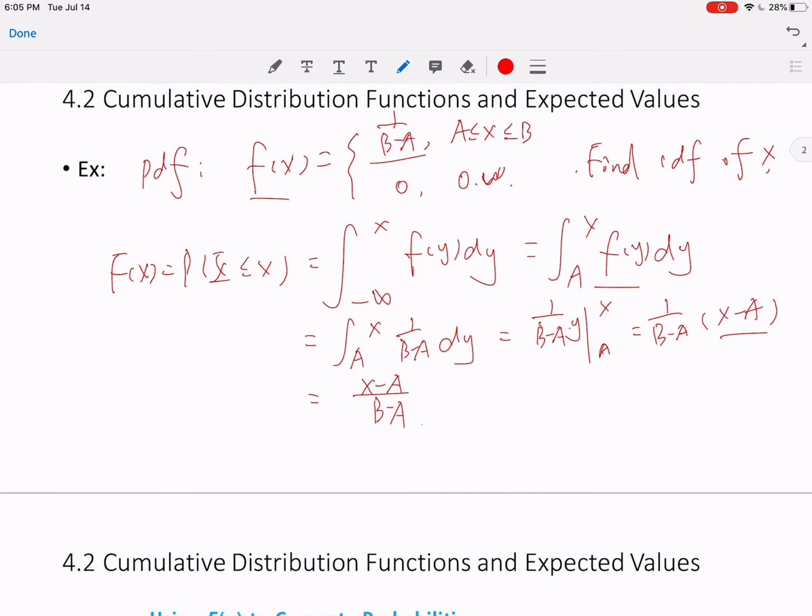Of course, that's for x greater than or equal to a and less than or equal to b. So F(x) would be equal to 0 if x is less than a, and equal to x minus a over b minus a if x is between a and b. And of course, it's going to be equal to 1 if x is greater than b.